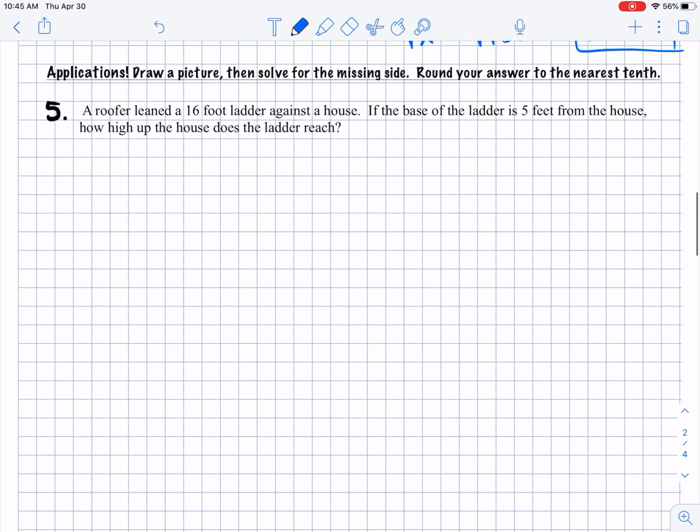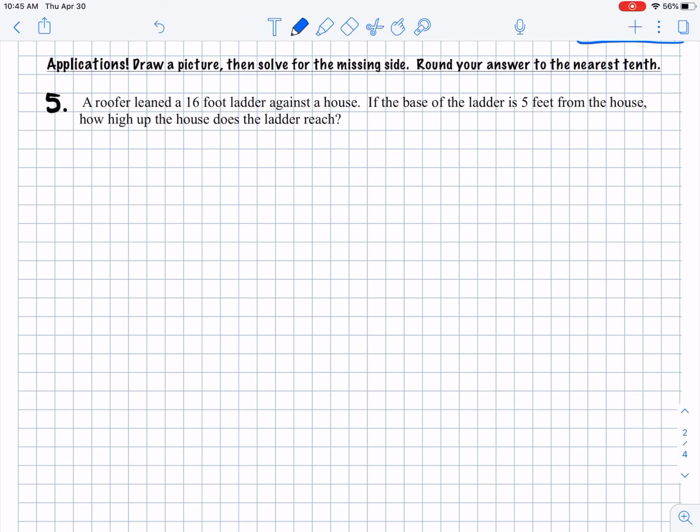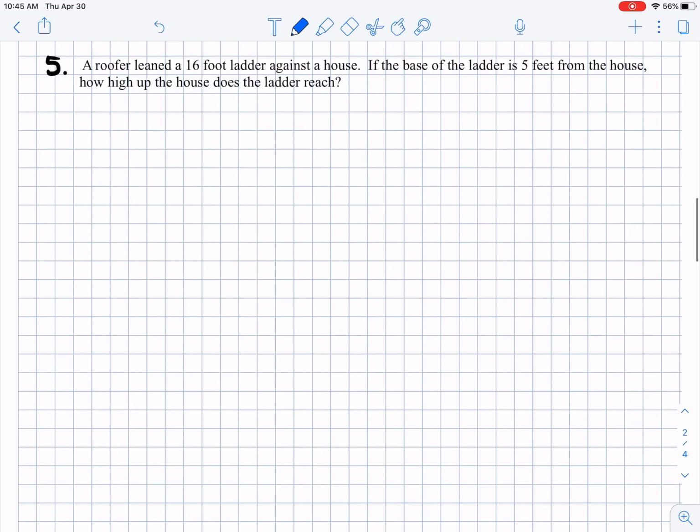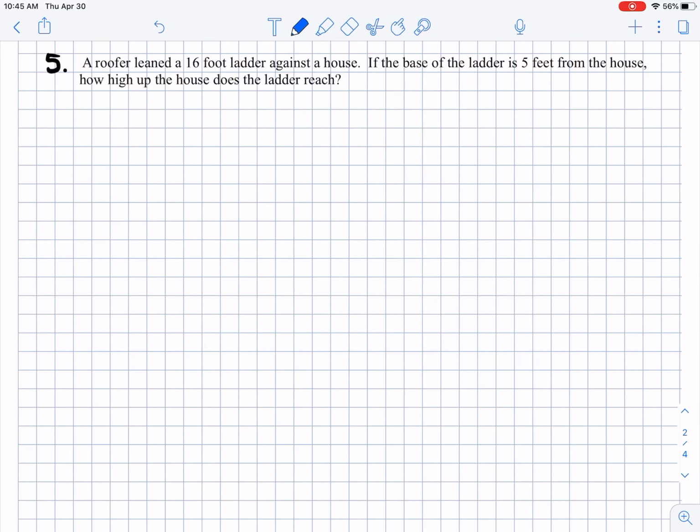All right, in conclusion, we're going to do a little application, and it is suggested to draw a picture, then solve for the missing side and round your answer to the nearest tenth. So let's take a look. A roofer leaned a 16-foot ladder against a house. If the base of the ladder is 5 feet from the house, how high up the house does the ladder reach? So let's take a look.